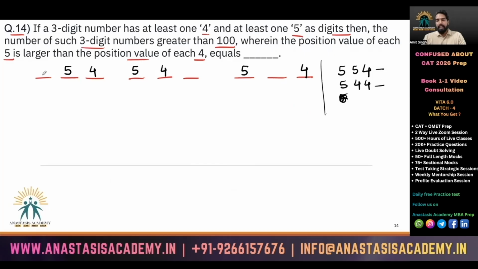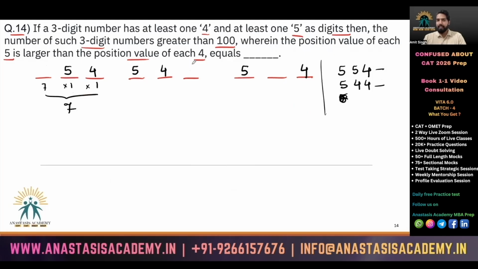Now I cannot place 4 and 5 here. I cannot place 0 here. So from 10 digits, I cannot place 3 digits. So it can be filled in 7 ways. It can be filled in 1 way. It can be filled in 1 way. So the total number of such numbers would be 7.